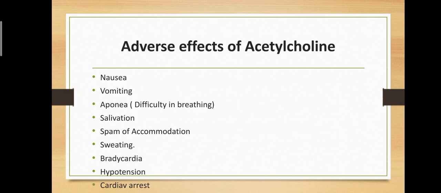Adverse effects of acetylcholine. Acetylcholine has many adverse effects, which are as follows: nausea, vomiting. These are the general adverse effects of any drug. The main adverse effects of acetylcholine are apnea, meaning difficulty in breathing, salivation, spasm of accommodation, sweating, bradycardia, hypotension, and cardiac arrest.